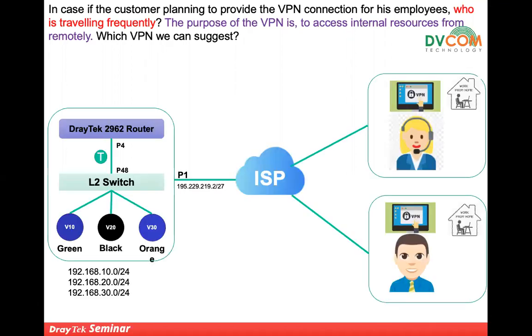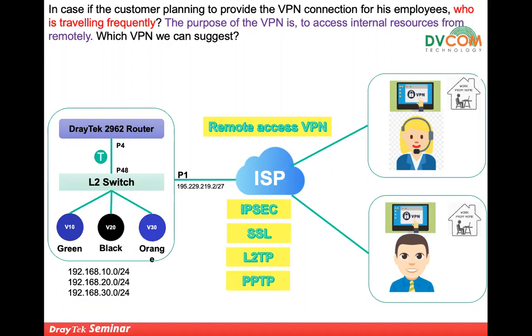So basically, for example, if you see here, we have a head office. In the head office, we have a 2962 router, and the people who are sitting at home want to access some resources from my head office. So that time you are going to configure the remote access VPN. The remote access VPN is nothing but especially for whoever is working from home or frequently traveling. So in DRETEC, we are going to support IPsec, SSL, L2TP, PPTP, and OpenVPN. All these protocols are supported to establish your remote access VPN.